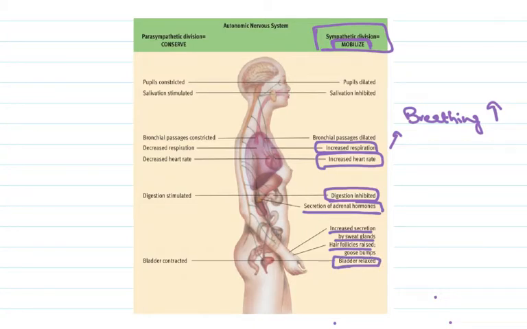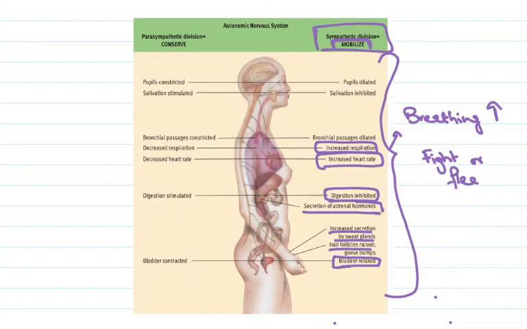So all of these are happening within the sympathetic division, which is basically enabling you to fight or flee, right? With all of this, breathing rate increasing, heart rate increasing, it's preparing your body to mobilize, to be very, very alert, right?